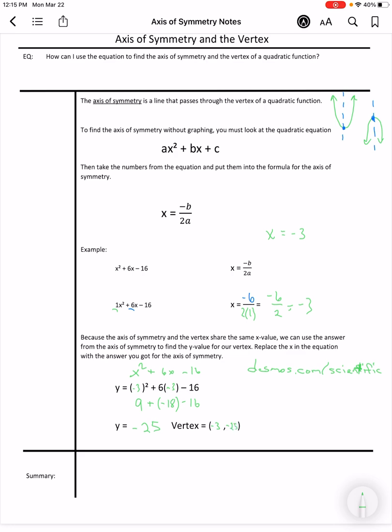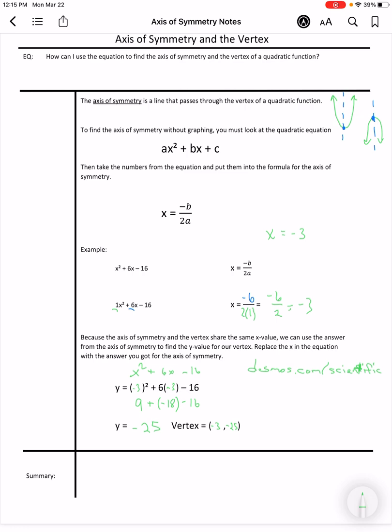And again, you can do that with any quadratic as long as it's in the form of ax squared plus bx plus c. If there is no b, then it would be 0. If there was no a, we'd have to have an a value because we couldn't have a missing x squared. But if b is 0, then your axis of symmetry would be the same as the y-intercept, and to find your vertex, you would plug 0 in for x.